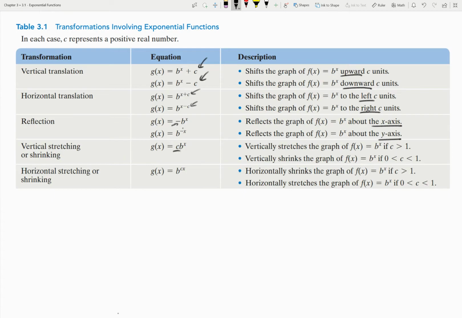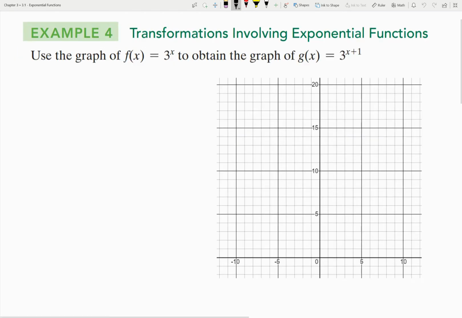Numbers in the front stretch the function vertically if it's bigger than 1, shrink it if it's between 0 and 1, and negatives reflect. Then constants in the exponent shrink it if it's bigger than 1, and stretch it if it's between 0 and 1. So we can do all of those transformations on any of my exponential functions.